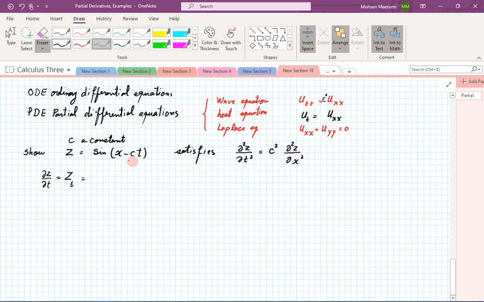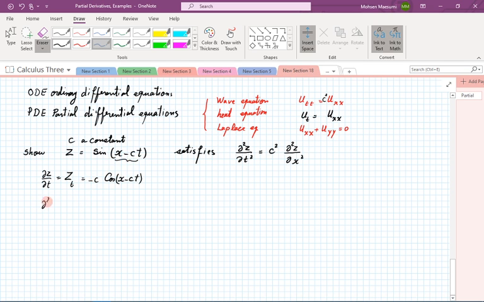How do you take a derivative? Well, the first derivative of sine is cosine. So it's going to be cosine of u, which is in this case cosine of x minus ct. Then you have to multiply by u prime. Well, instead of u prime, you think about u with respect to t. This is an interior expression. You want to take a derivative of it with respect to t. Well, the derivative of this thing with respect to t is going to be just minus c.